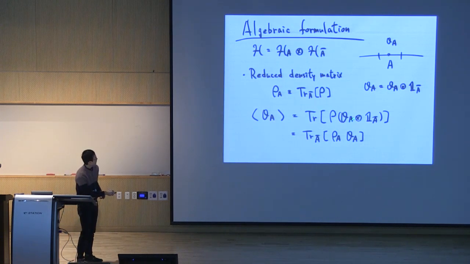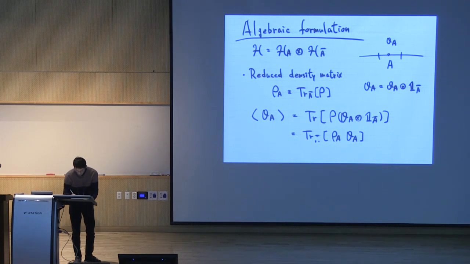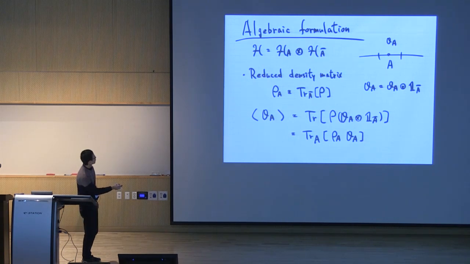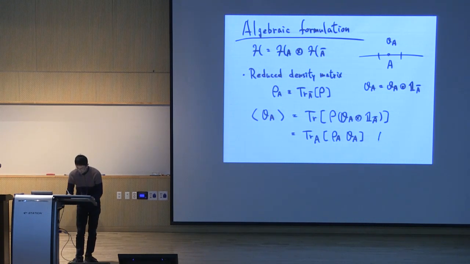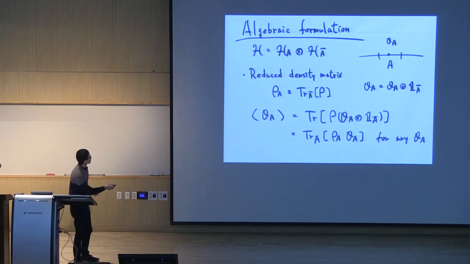Okay. Since the operator is trivial in the complement A bar, you can naively take a partial trace. Sorry, this must be A. You first take a partial trace over A bar, and then you end up with this expression. This follows from the definition of the reduced density matrix. But this holds for any operator in the region A. So in other words, you can define the reduced density matrix such that rho A satisfies this relation.